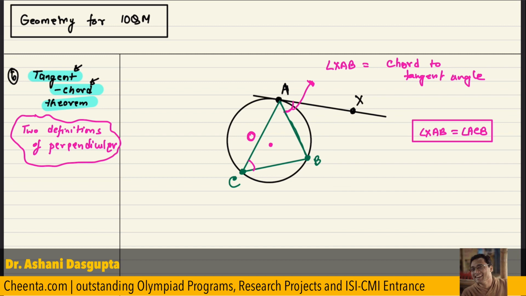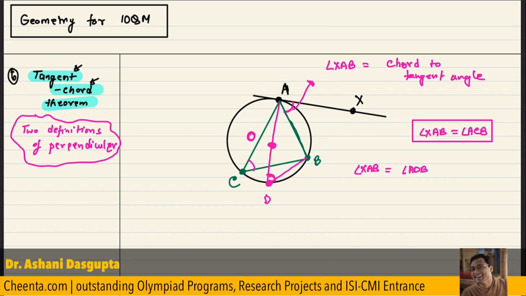Alright, so now let's join AO and extend it to meet the circumference at some point, let's say D. So let's join BD. So the claim is that angle XAB is equal to angle ADB. Okay? XAB is equal to angle ADB. Now why is that? Well, if that is true, then we would be done.